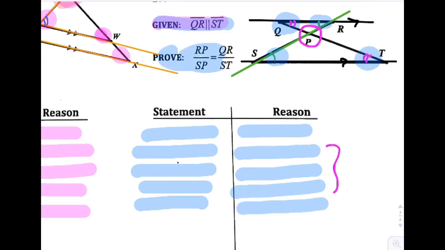And then you're going to write the prove line here, RP over SP equals QR over ST. And the reason is corresponding sides of similar triangles are in proportion.